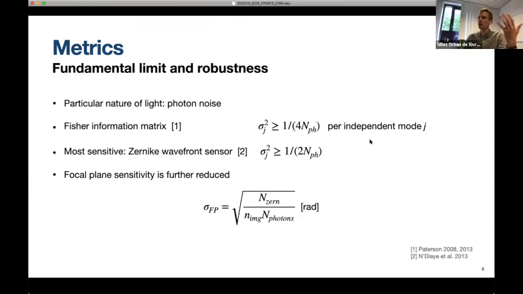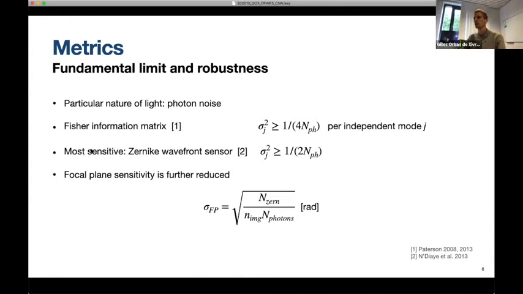The sensitivity limit is ultimately given by the nature of light, so it's photon noise, and actually we only simulate photon noise in the study. If you have only that, you can derive a limit on the amount of information you can extract, which was derived by Paterson. The variance is basically bounded by 1/4 times the number of photons per independent mode. And that's actually a limit you can also find using the uncertainty principle.